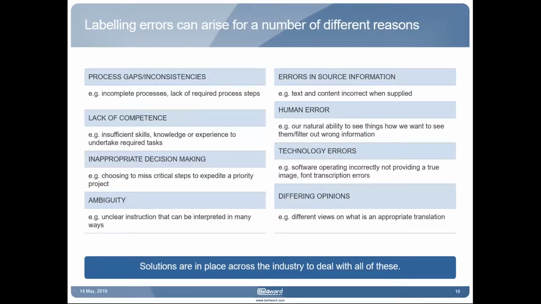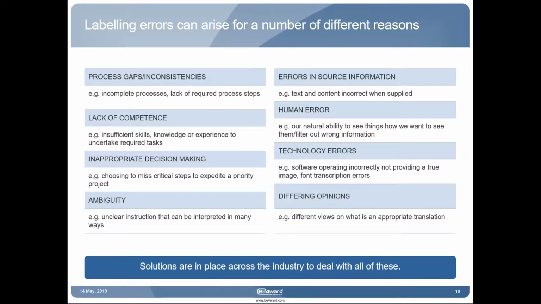Second last slide in this section is just to look at how errors can occur. And we're going to come back to some of these when we go through the tips in the second part of the presentation. So labeling errors can occur because of, for example, gaps in the process. So critical steps being missed, critical steps not being defined well enough, overlapping activities, lack of clarity about who should be doing what. Lack of competence, we would say, is the next one. So this is, you do know what needs to be done, but people haven't been trained effectively in being able to do it.